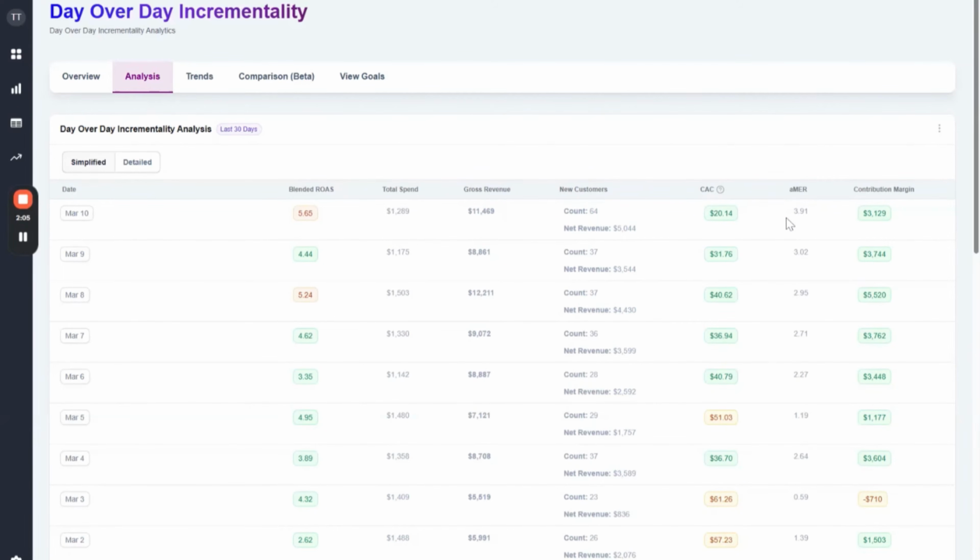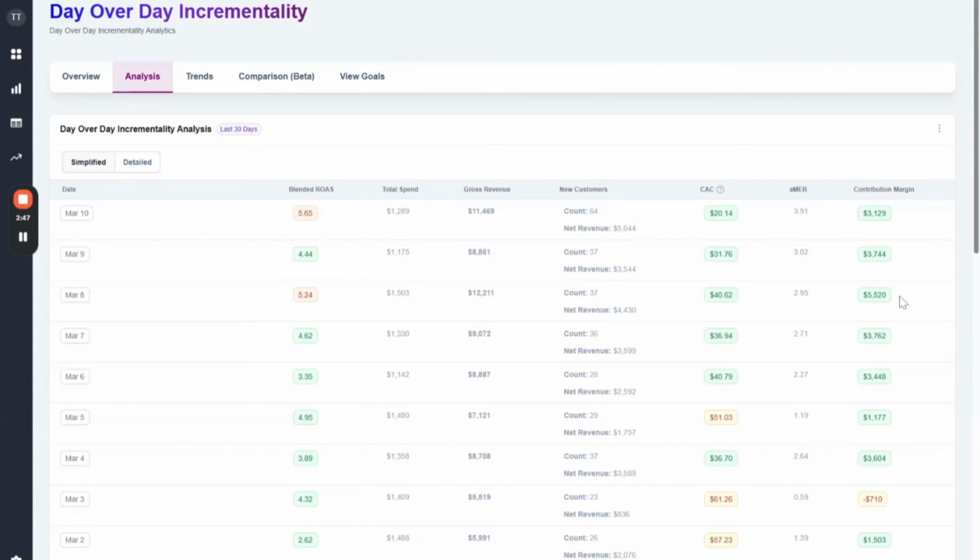Here we have our aMER. So all of our net new customer revenue, only net new customer revenue, divided by all of our media spend. So this ensures that at the very least, forget existing customers or customers coming back for promos and sales, or existing customers that we're emailing, how many net new customers are we bringing in over all of our media spend? This will tell us, at bare minimum, how much we're covering our expenses with net new customer revenue. This is a super important metric. You can see this is around 3 to 4x over the past 3 days.